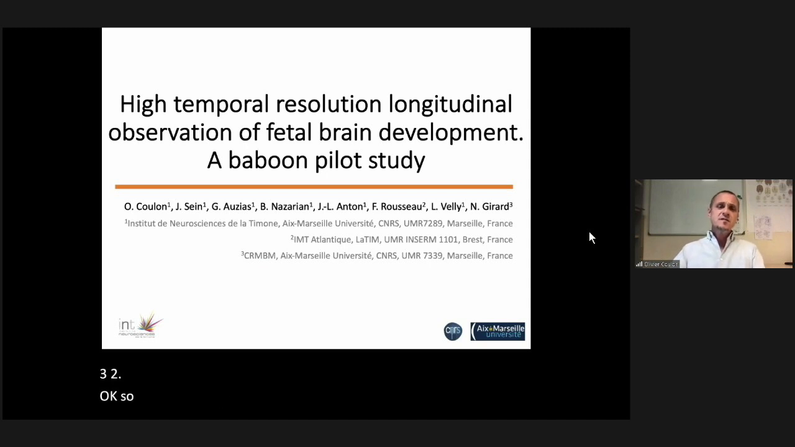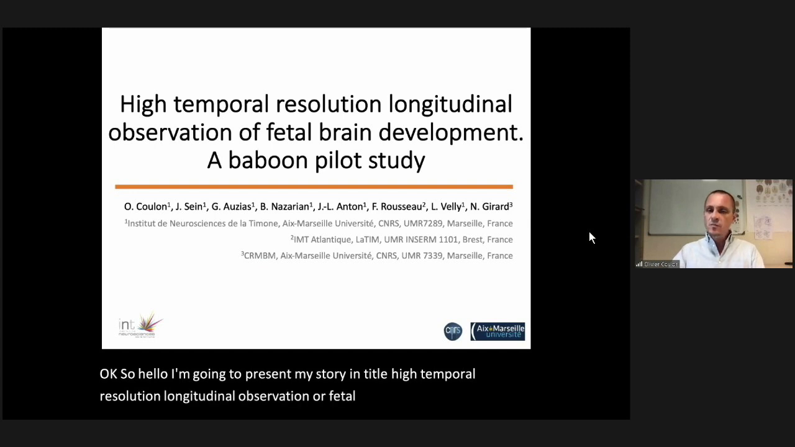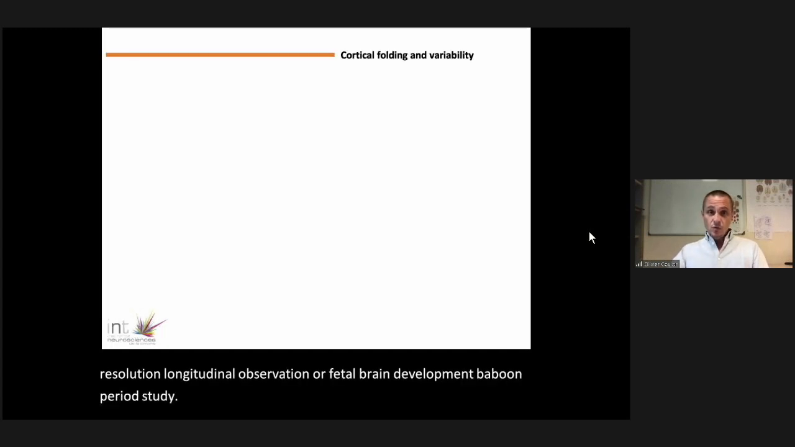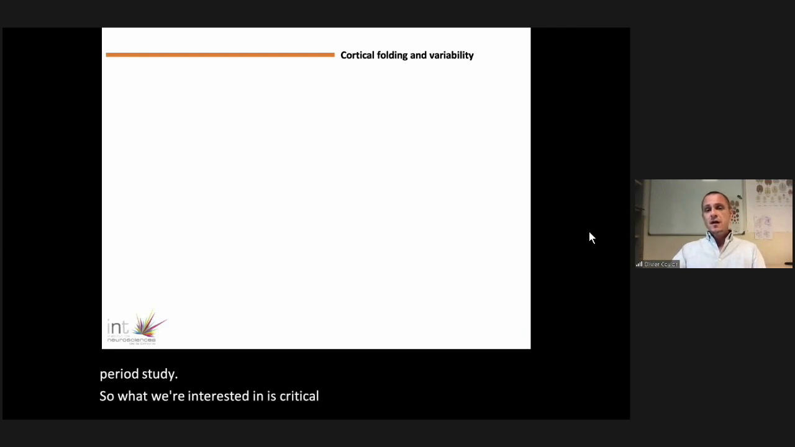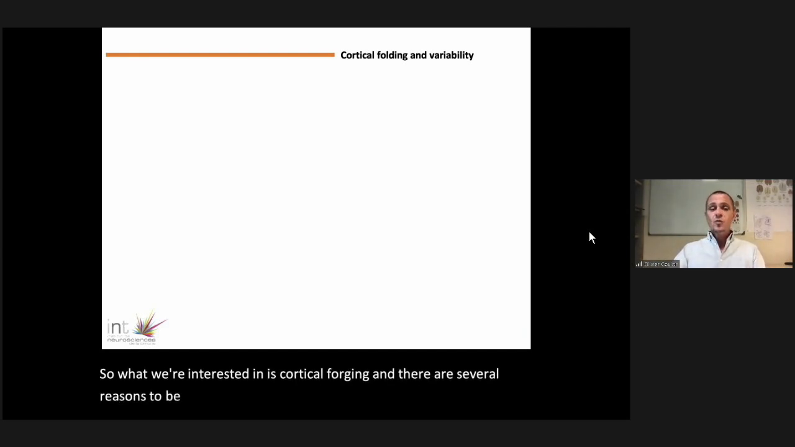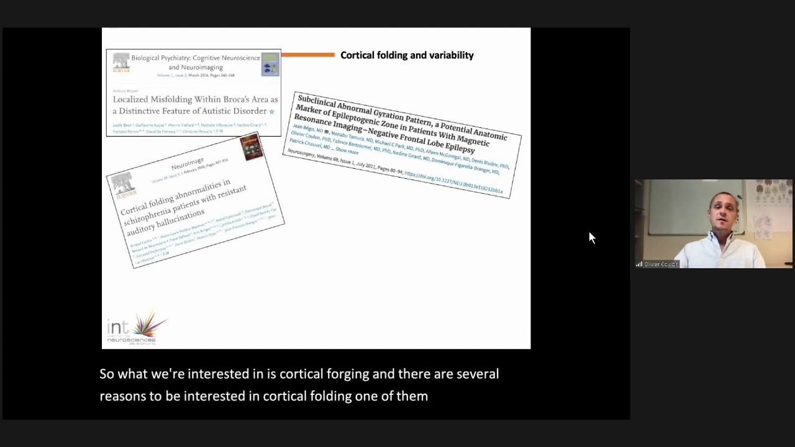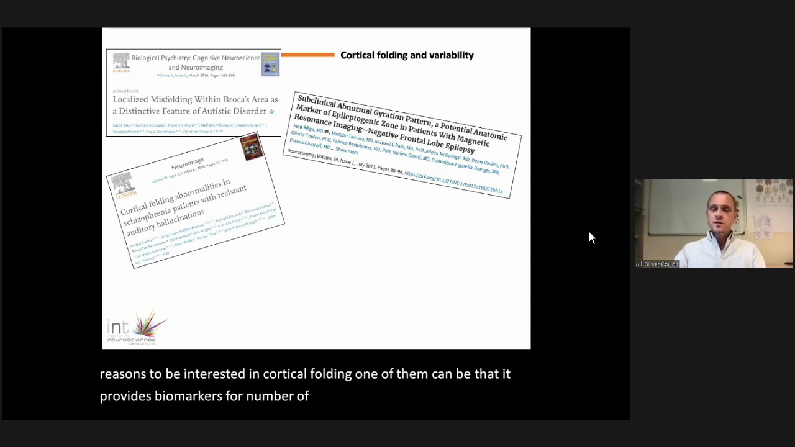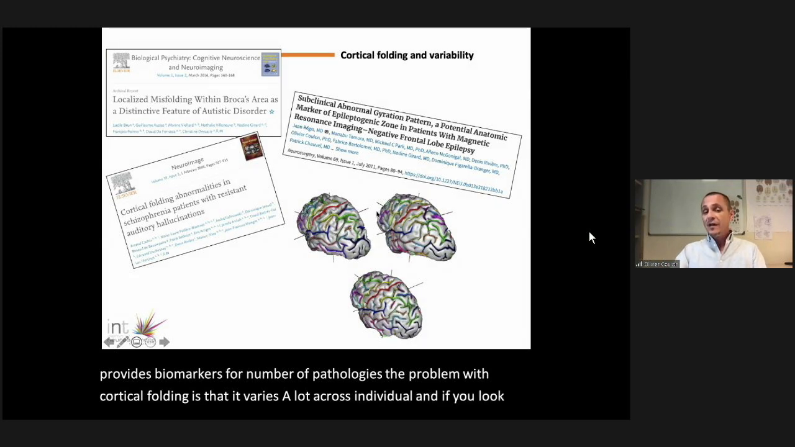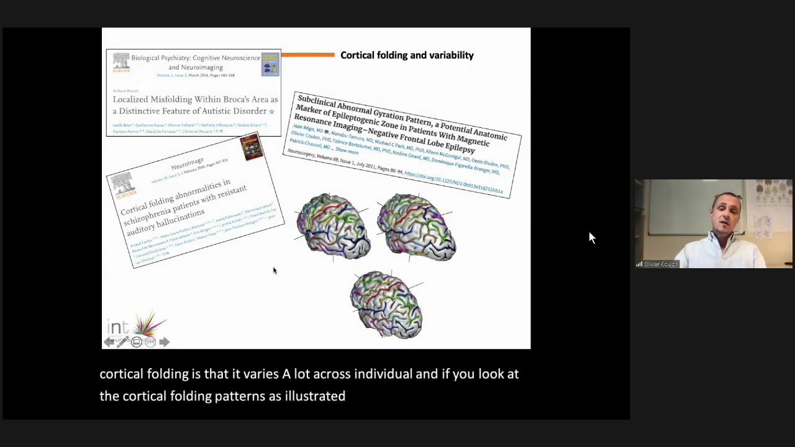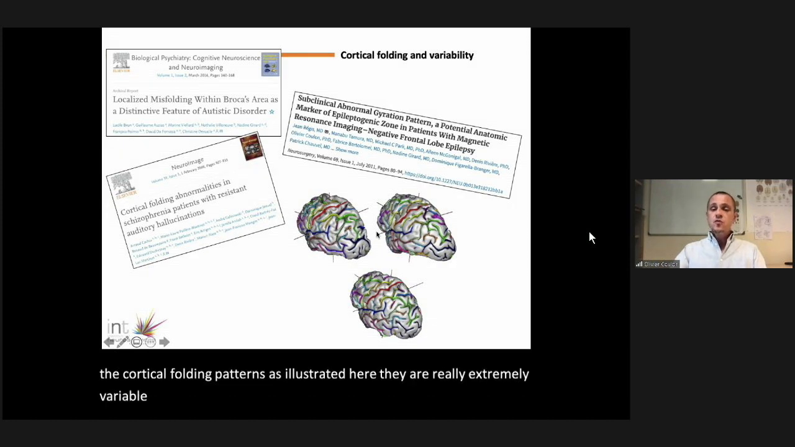Okay, so hello. I'm going to present my study entitled High Temporal Resolution Longitudinal Observation of Fetal Brain Development, a baboon pilot study. What we're interested in is cortical folding, and there are several reasons to be interested in cortical folding. One of them is that it provides biomarkers for a number of pathologies. The problem with cortical folding is that it varies a lot across individuals. If you look at cortical folding patterns as illustrated here, they are extremely variable across individuals, to the point that it is difficult to define normality intervals and to detect abnormalities.